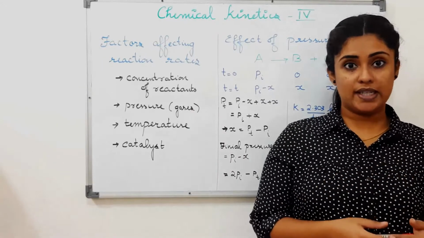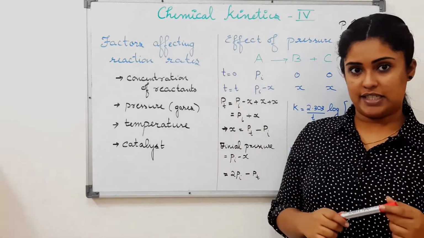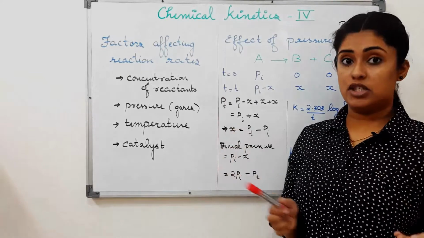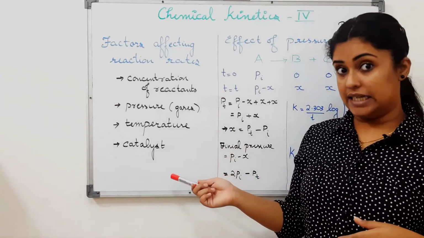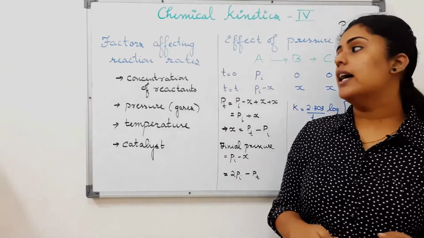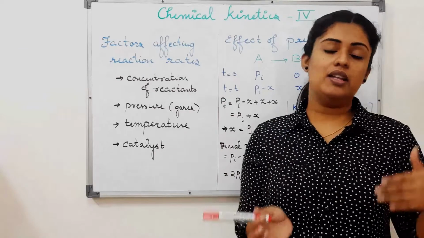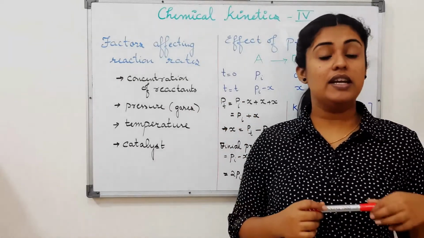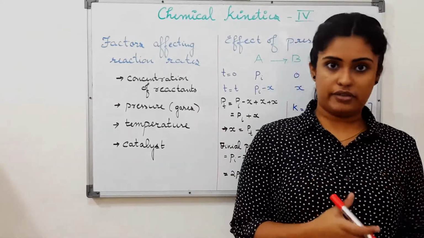So in the first introductory part, I did talk about the various factors that affect the rate of a reaction. Those were the concentration of the reactants, then we had pressure in case of gases, followed by temperature, and finally catalysts that affect the rate of a reaction. And it was the concentration of reactants that we were dealing with in particular in the previous videos. And now we are moving on to the other three, that is pressure, temperature and catalyst. Let's see how these three factors alter the rate of a reaction.